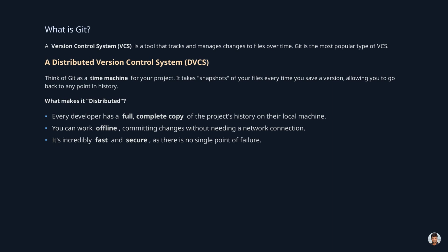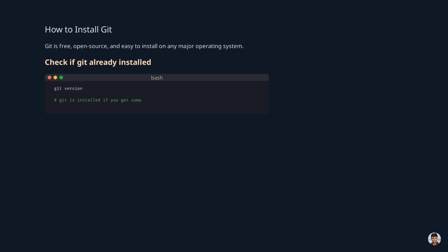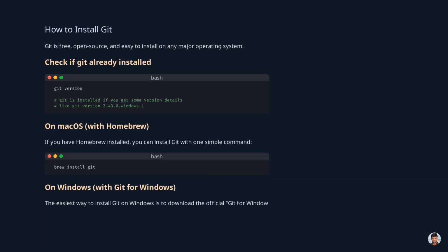Imagine you're working on a team. In older, centralized systems, the entire project history lived on a single main server. If that server went down, nobody could work. Git completely changes this. When you use Git, every single person on the team gets a full, complete copy of the project's entire history on their own computer. This means you can save changes, create different versions, and view the project's history, all while being completely offline. It also means the system is incredibly fast and resilient. If the main server is unavailable, you still have everything you need right on your own machine. In the next section, we'll get our hands dirty and see how to install Git on your computer.